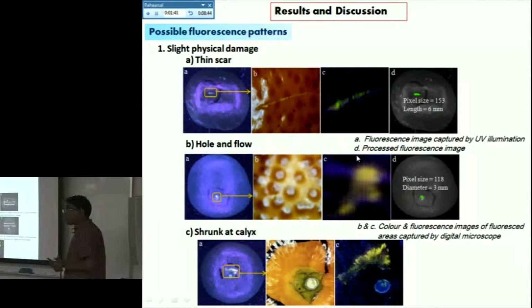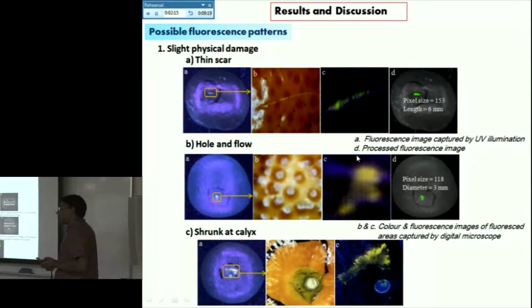And the second one is hole and flow. The main contribution to creating the hole is the wind we identified, because during windy periods, the fruit may rub against tree thorns or sticks or even twigs, so they make a hole, and after creating the hole, the fluorescent wall comes out and increases the whole area. And if you see, in the whole area, the fluorescence is fairly evident and gradually decreases.